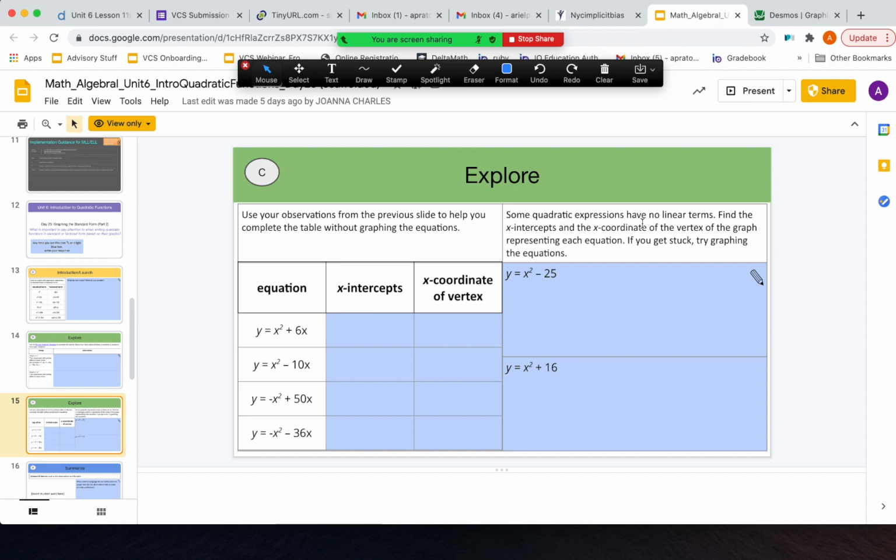Some quadratic expressions have no linear terms. Find the x-intercepts and the x-coordinates of the vertex of the graph representing each equation. If you get stuck, try graphing. So then you can go ahead and try these two. And if you're not sure how to do it without graphing, use the graphing calculator to help you figure it out, make observations, and notice any special relationships that exist and how you could do it in the future without graphing. Okay? And after completing this, you should have time to eventually debrief with your teacher and your class and reflect on the work you've done. Excellent work.